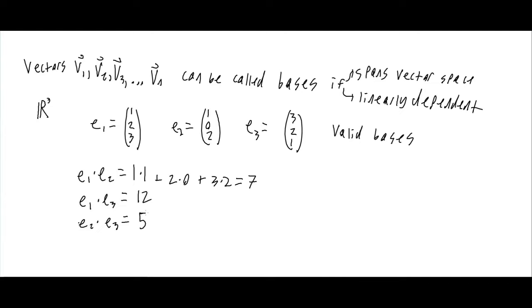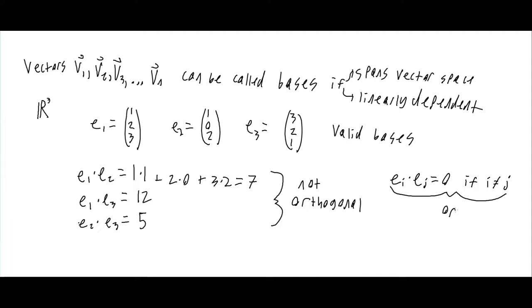And so this tells us that we are not orthogonal. So what we want is that if we have any Ei dot with any Ej, that it equals 0 if i is not equal to j. So this right here would be what we would call orthogonal.